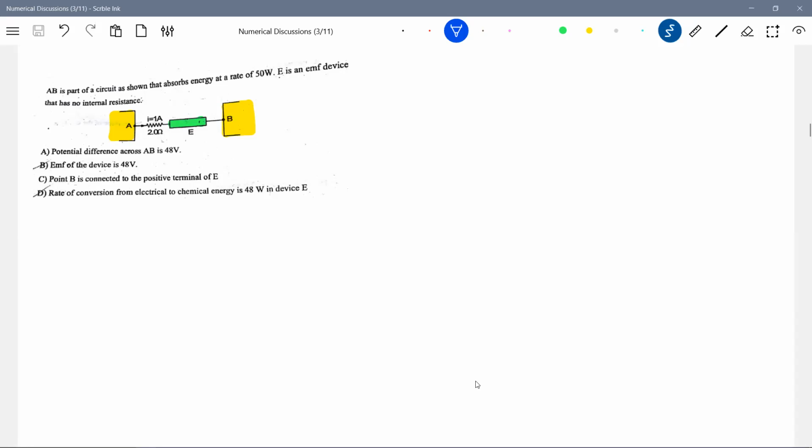AB is a part of a circuit as shown that absorbs energy at a rate of 50 watt. Please do notice this word absorbs. Absorbs energy. And what is E? E is called a cell. The biggest problem is how to assume the polarity of a cell. So how should I assume the polarity of the cell?